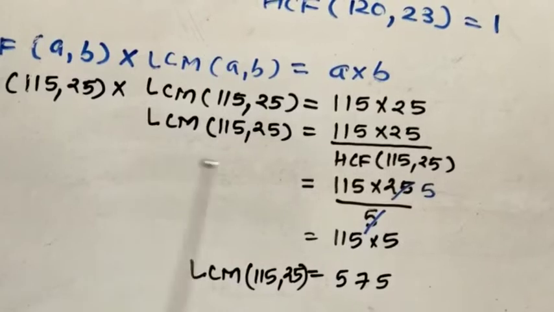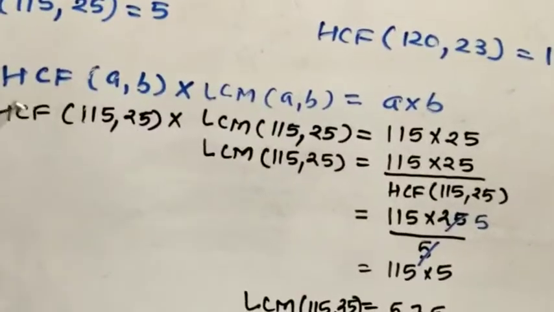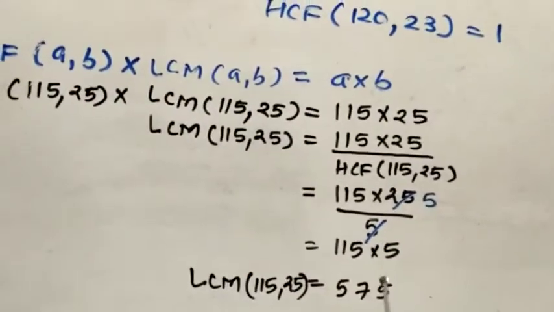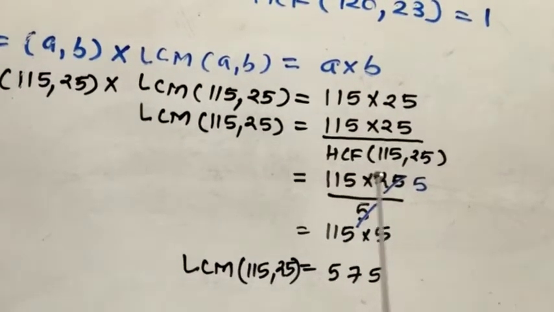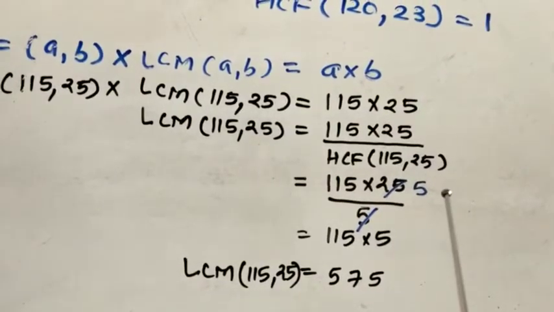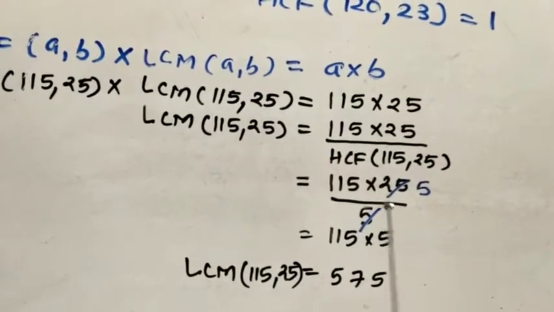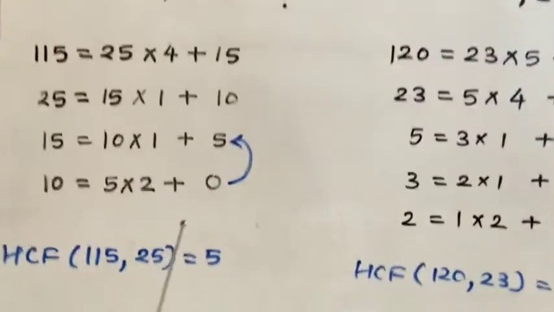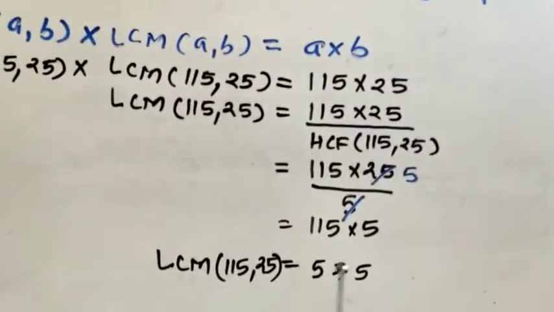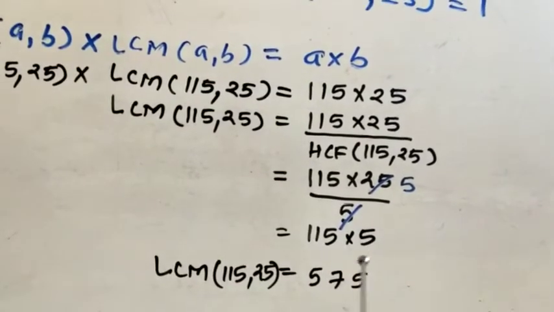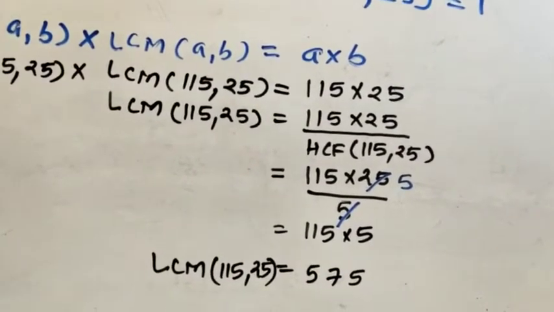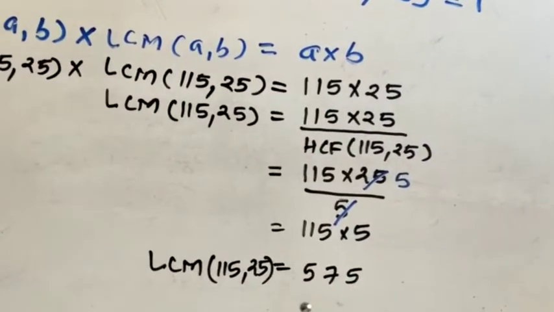Now LCM is the subject of the formula, so HCF goes in the divisor. LCM is 115 into 25 divided by HCF of 115 and 25. So 115 into 25 divided by the HCF, which we found is 5. Divide by 5: 5 times 5 is 25. So 115 into 5, our answer for LCM is equal to 575.